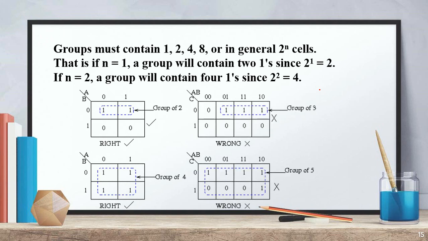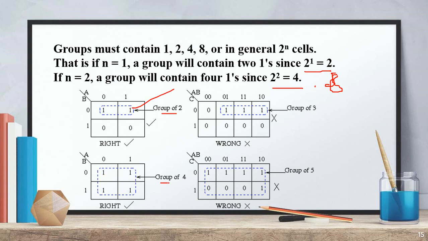That means 2 to the power of 1 is 2 cells, 2 to the power of 2 is 4 cells, and 2 to the power of 3 is 8 cells. So if the number of 1s is 2, we can do a group; or if the number of 1s is 4 or 8, we can do it. Here the number of 1s is 2, so a group of 2 is possible. Then here all the parts are 1, so a group of 4 is possible.